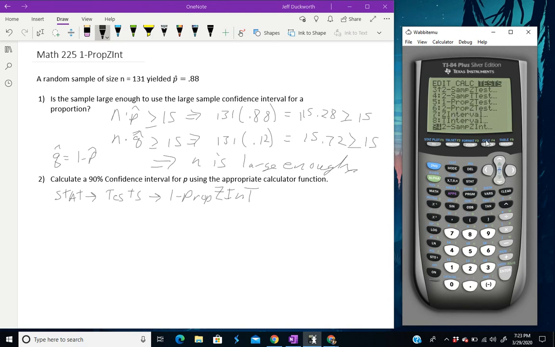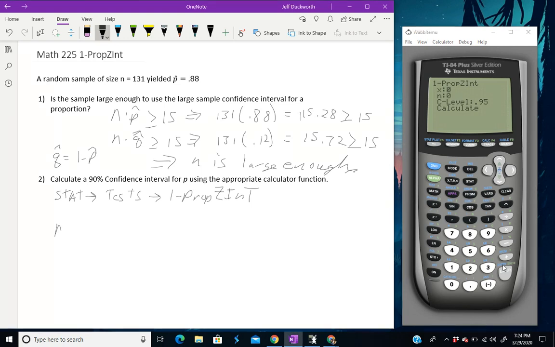We don't want 1-PropZTest. That's a test of hypothesis. So 1-PropZInt is the letter A on mine. If you're using a different calculator, it might be something else, maybe 0 or something like that. I'm not sure. So let's see what it wants. It wants x, n, and the confidence level. Well, we know n. n is 131. The confidence level will also be 0.9. So let's try to figure out what x is.